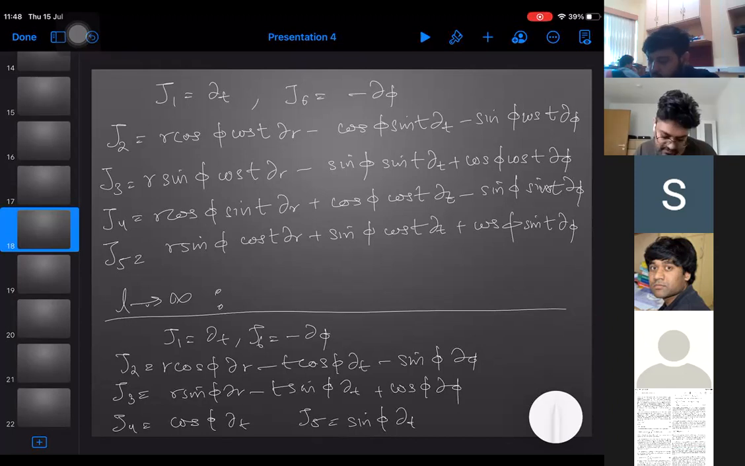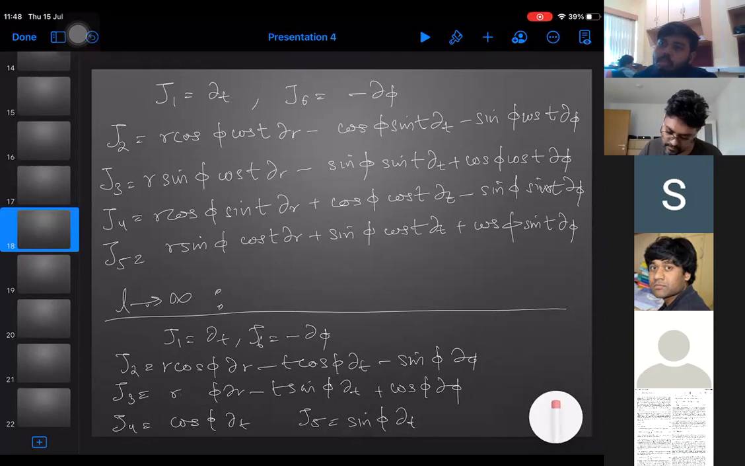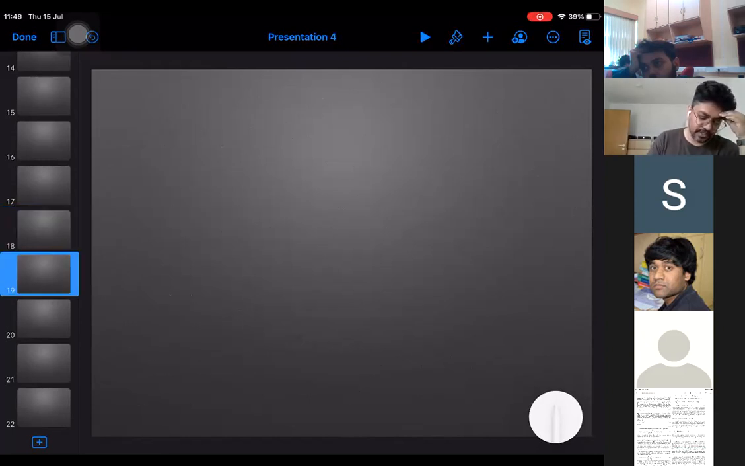Let me check if everything is fine. Yes. For the J3, it is this. Okay, I think so. This will be cos. Yeah, there was this mistake. So once we have these generators in this form near the boundary, the next step would be to define them. So how do you define? Let's take L0 as this.